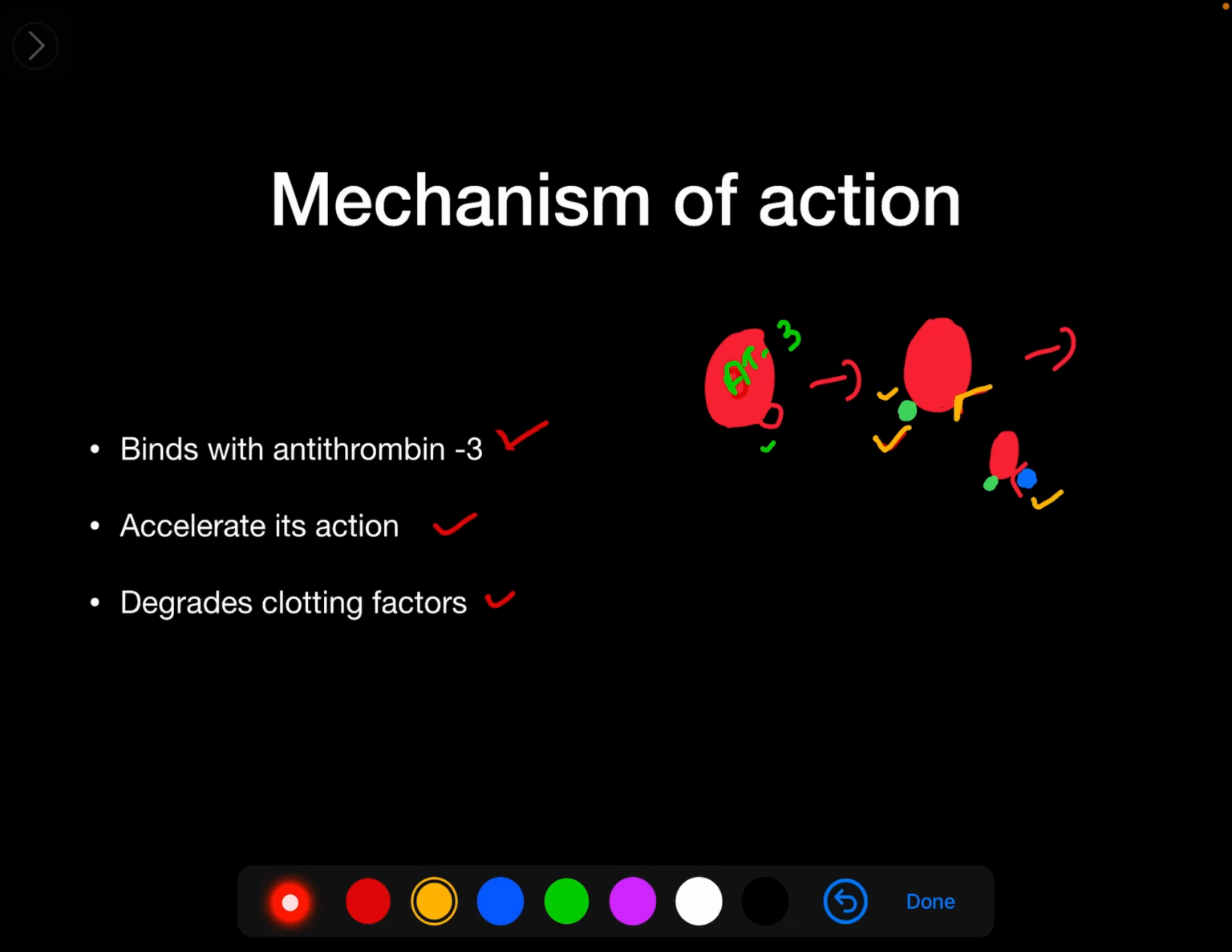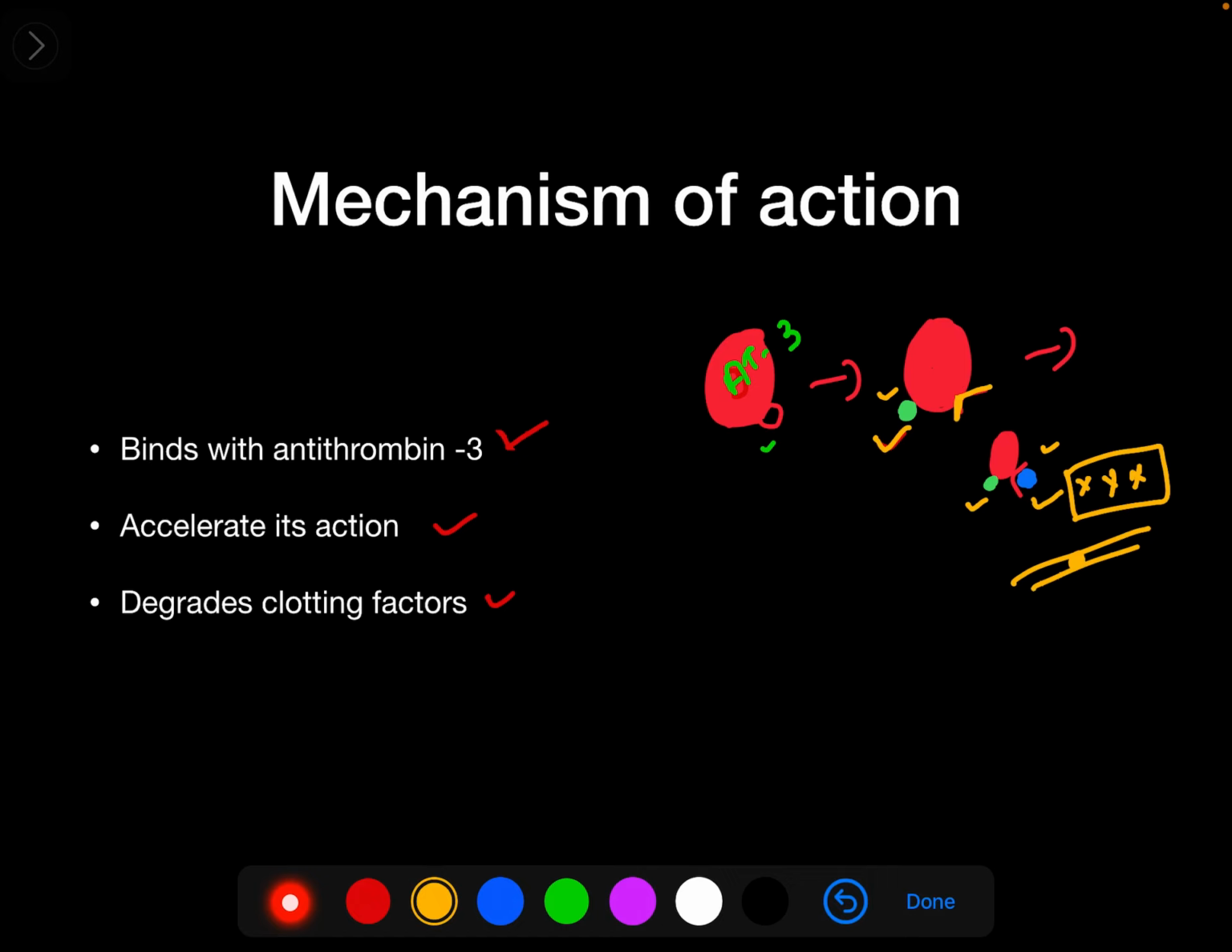You can see that this blue color is the clotting factor. Now when heparin is bound to it, the site is open and so the clotting factor is able to bind at that site. Now this clotting factor will be degraded. In this way there will be no clotting in the capillaries and it will prevent further clotting and blocking of the capillaries, and the patient will be relieved of the symptoms.